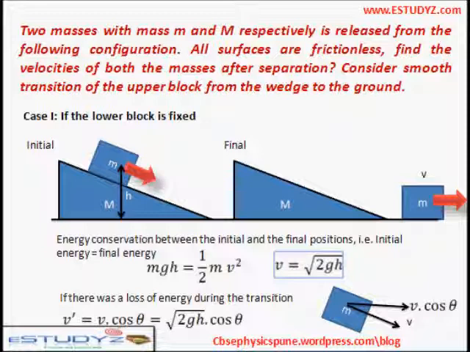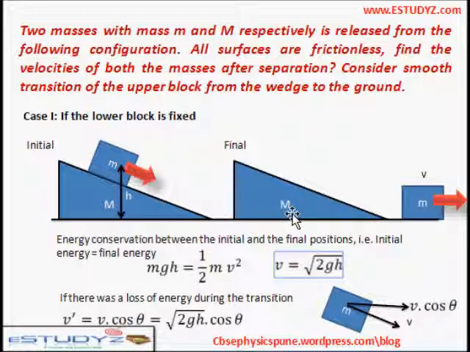Then our whole approach would be very simple. Just apply energy conservation, and we are considering that there is a smooth transition of this upper block from the wedge to the ground, so there is no loss of energy. So the first equation that we would write is mgh, the initial energy at this initial position, which is also equal to the final energy when these blocks have separated.